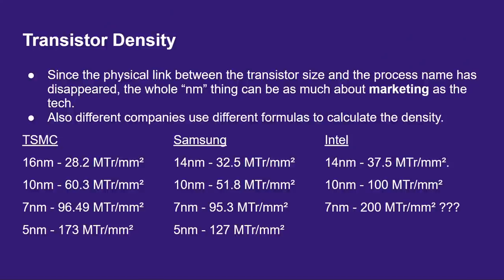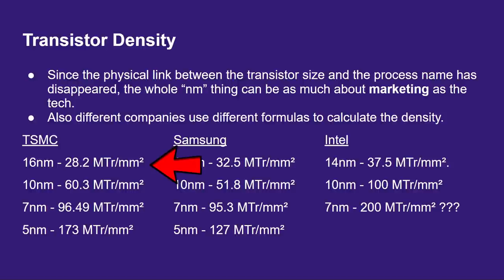So since the physical link between the transistor size and the process name has basically disappeared, the whole nanometer thing sometimes is more of a marketing bump than it actually is about the technology. Also, what makes things worse is that some companies use different formulas to calculate the density than others. Here's a very quick look at the densities that are currently on offer.